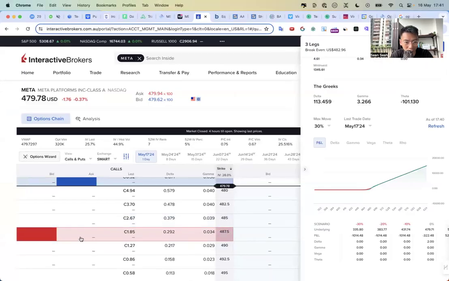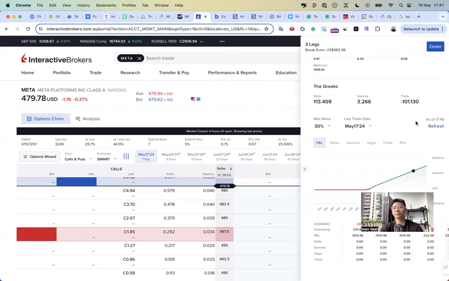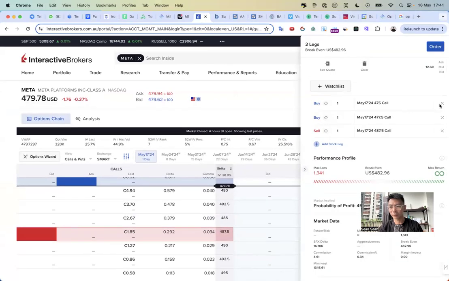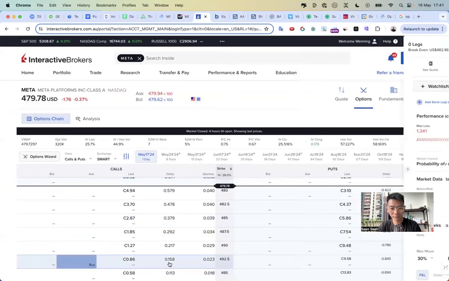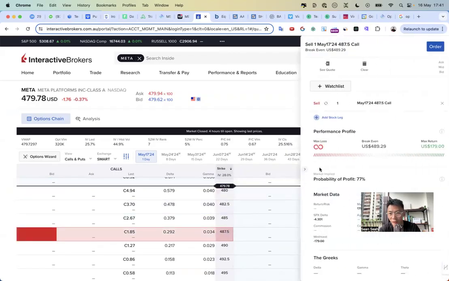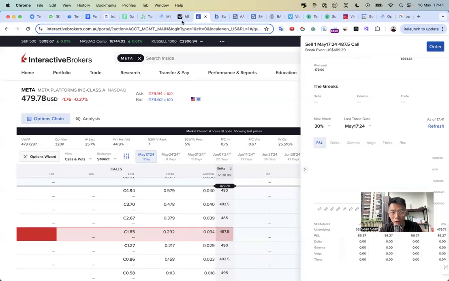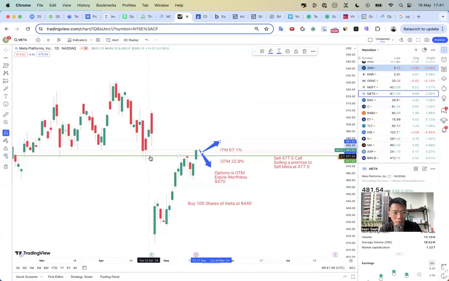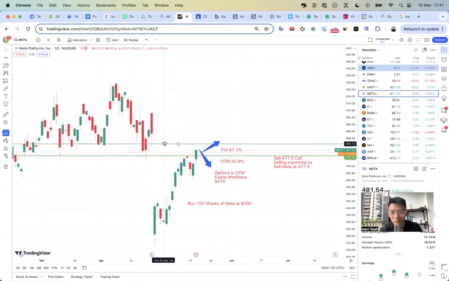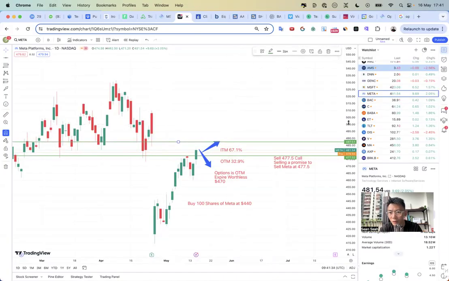There's only a 30% chance that this option, a 487.5 option, will be exercised. Pardon me, just clear this off. If I sell the 487.5 option, the delta is not coming up, but we can see from here 0.29. So there's a 29% chance it will be in the money. So how does it look on the chart? 487.5 is right here.